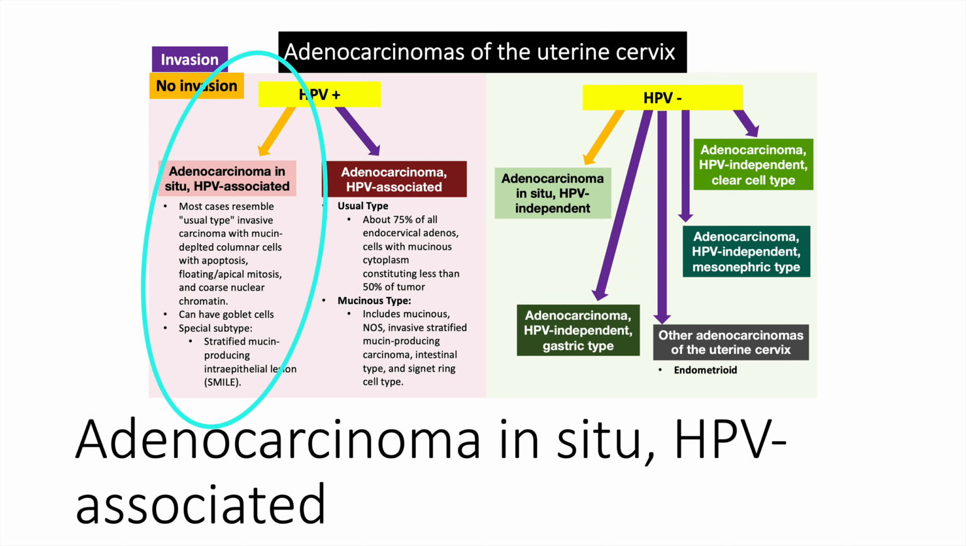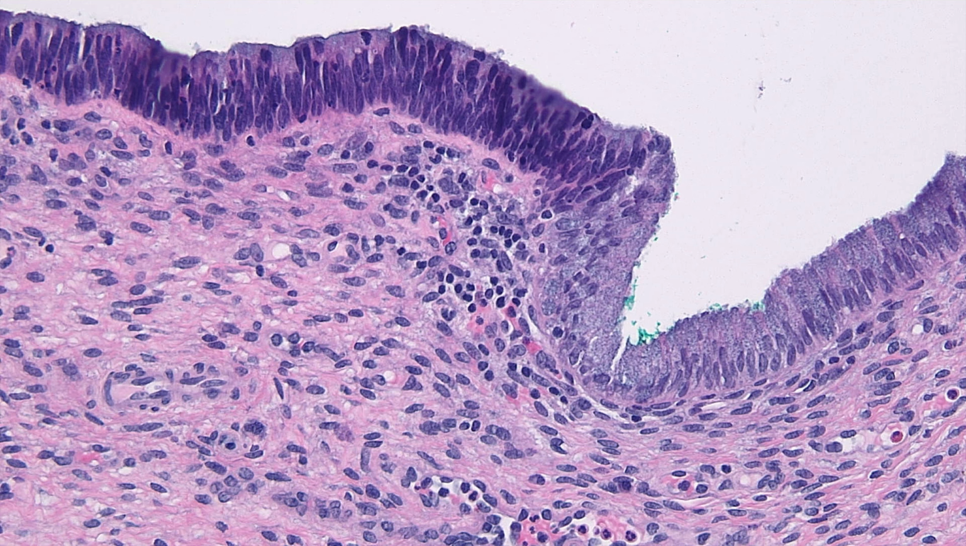So we'll start back with this chart from before. And first we will cover HPV-associated adenocarcinoma in situ of the uterine cervix. So these lesions, or AIS, are frequently associated with high-grade squamous intraepithelial lesions, or CIN2-3, both on cervical cytology and in histologic sections. Most cases are associated with either types HPV 16 or 18. And by definition, these lesions do not go beyond the basement membrane.